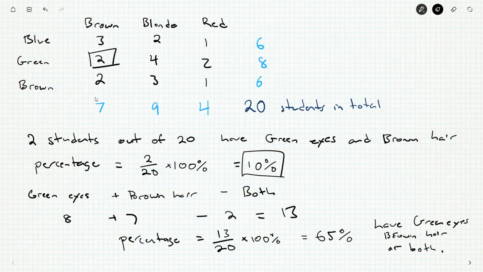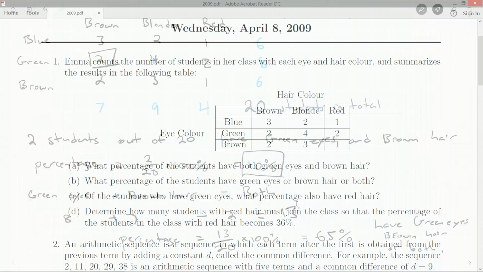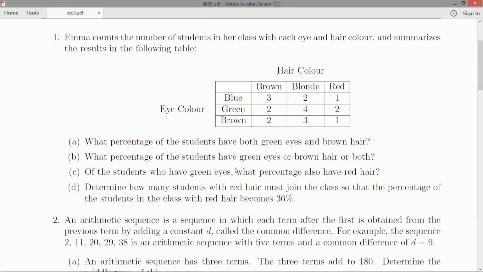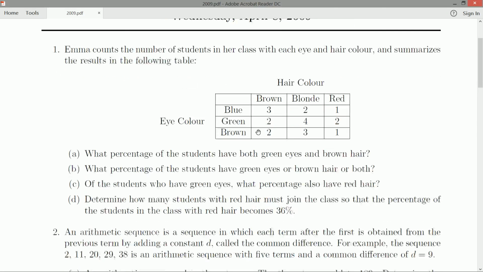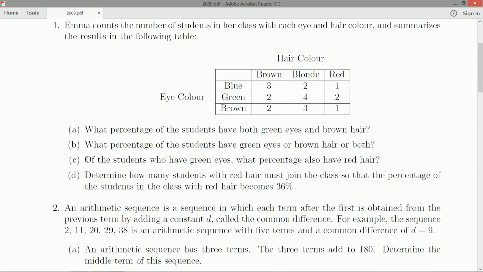All right. So having summarized the table and actually worked some of these things out, we're finding that the question is going quite smoothly. We did A and B part really without having to think too much. It's question 1, but that's still an accomplishment in and of itself. This is the Hypatia after all. Okay, C part. Of the students who have green eyes, so now we're sort of limiting ourselves to this little row here, the 2, 4, and the 2. What percentage also have red hair?